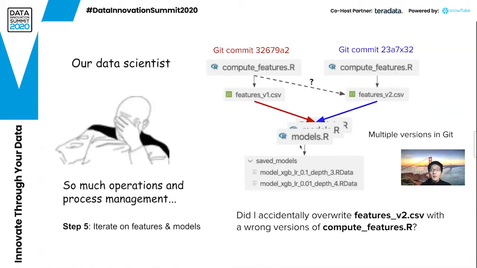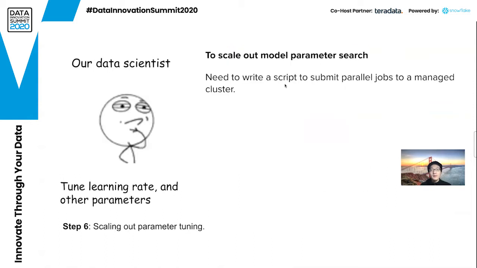What's more problematic is that we could unknowingly override a local feature set from a wrong script. So even the spreadsheet won't save us in this case. Let's say we're able to manage all this hassle. Now we need to scale out parameter search to tune learning rates and other parameters.